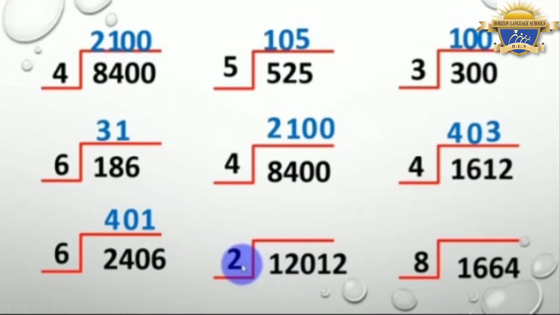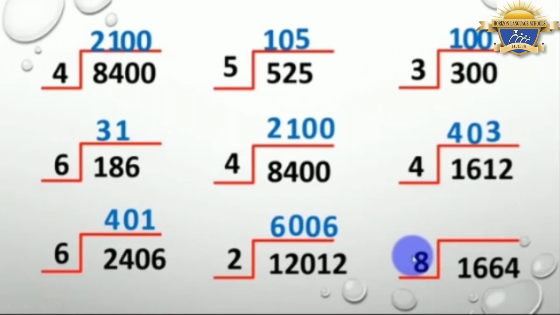1 divided by 2, I can put 0 up and take the second number. 0 has no value. 12 divided by 2 equals 6. 0 divided by 2 equals 0. And 1 divided by 2, I will put 0 up and take the second number. 12 divided by 2 equals 6.